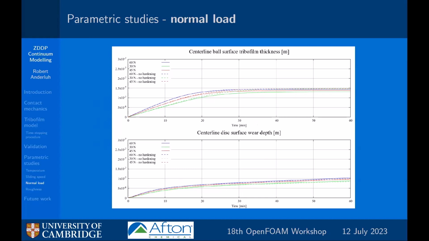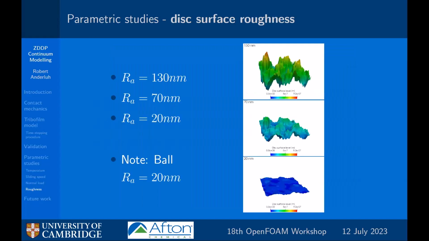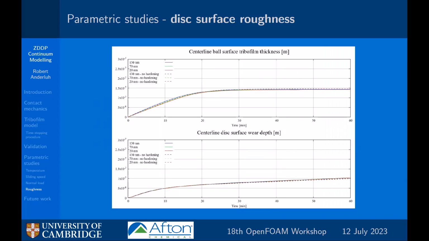This is the opposite. This is what you get when you increase the temperature. And with modified roughness, the roughness parameter that was already used was 130 nanometers, and then I increased it to 360 to see the effects. Similar effects to the applied load, but on a much smaller scale.